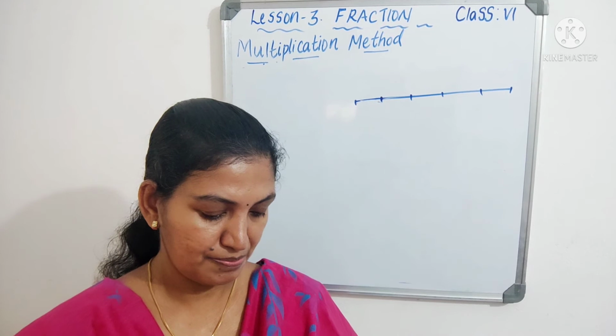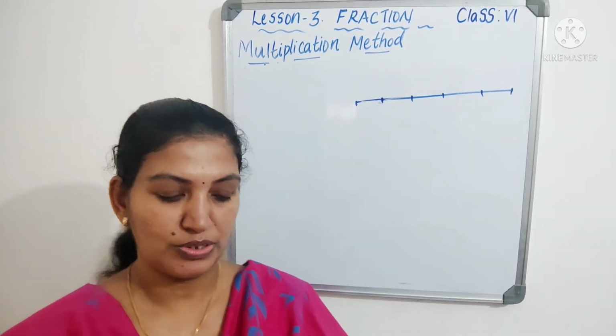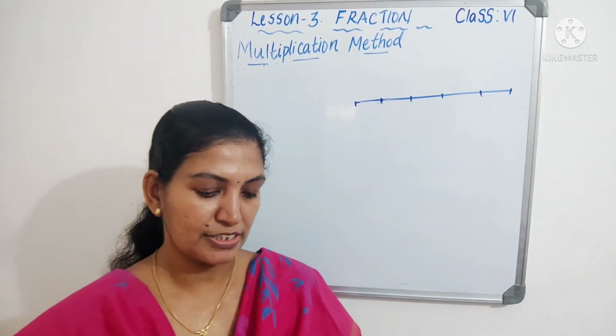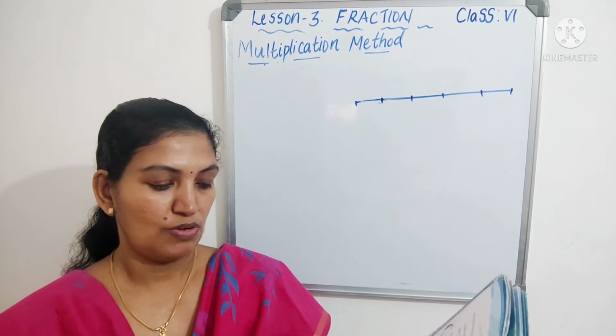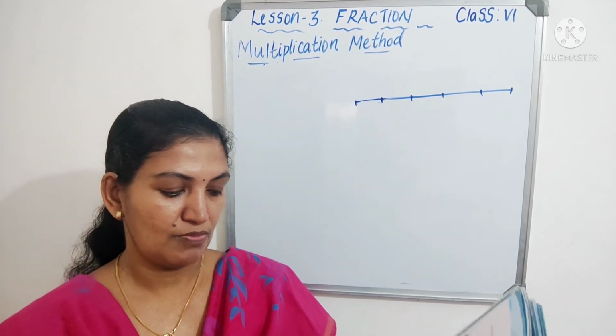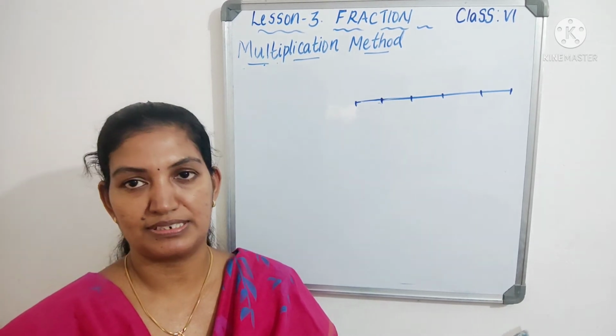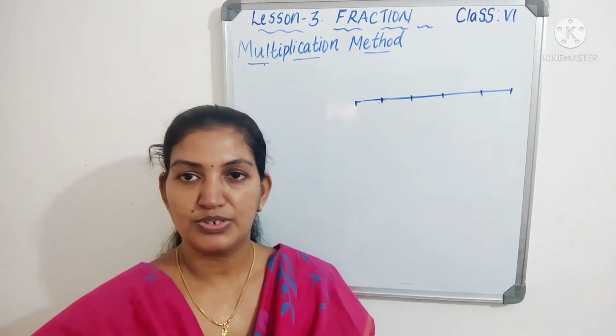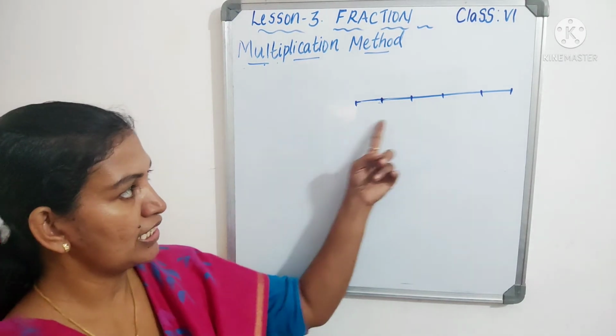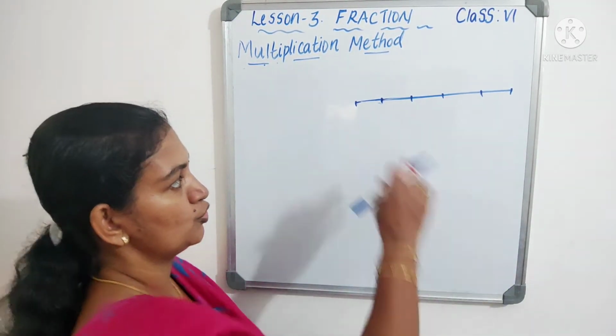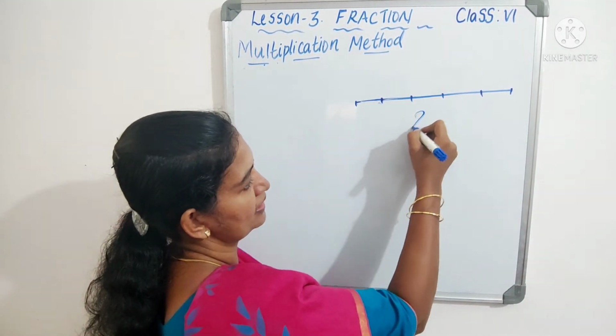Next question. Each of some iron rods of length 2 meter is cut into 5 equal pieces. What is the length of each piece? What is the total length of 4 such pieces? What about 10 such pieces? So in this question it is given that the length of the iron rod is 2 meter.